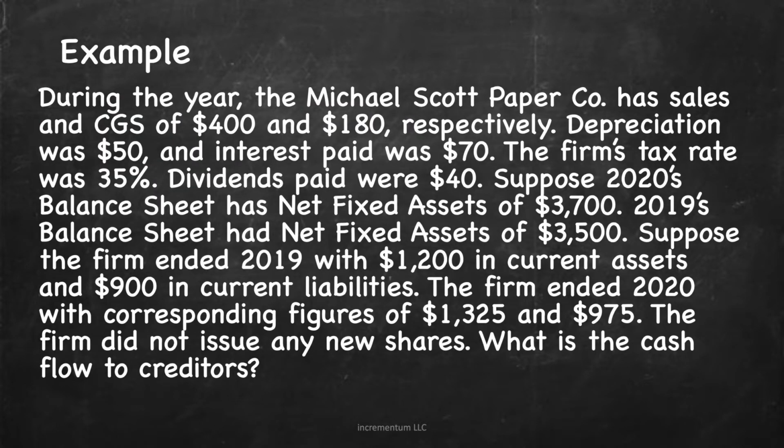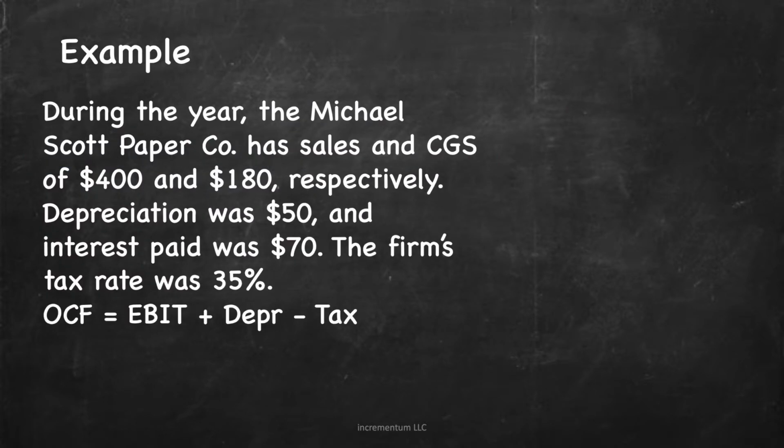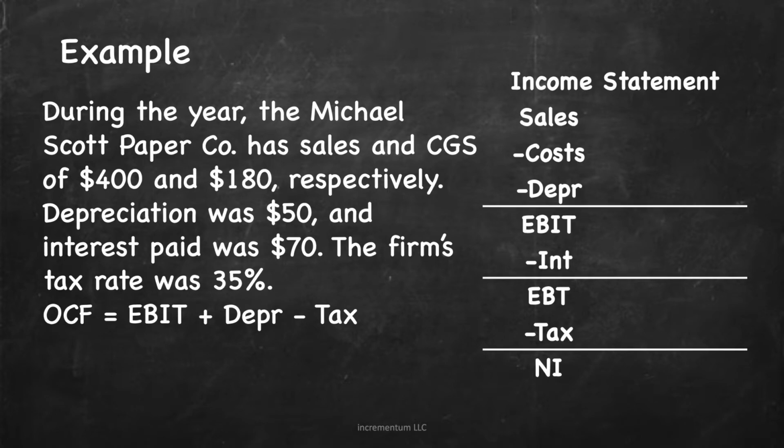So if we look here at the problem, we're given sales and cost of goods sold, depreciation and interest, and our tax rate of 35%. So since we know we're calculating operating cash flow, and that's EBIT plus depreciation minus taxes, we also know, like we said, that all of that's on the income statement. Using that information that we just read, let's see if we have enough to calculate operating cash flow.